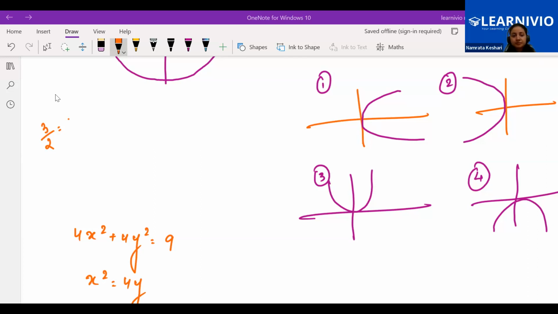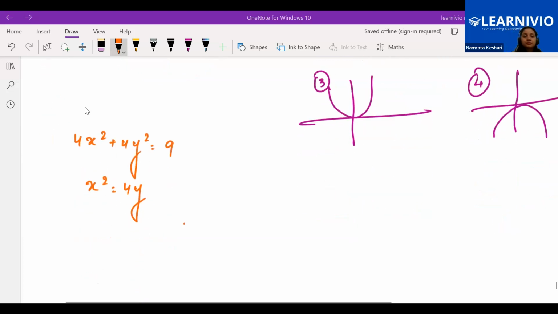Minus 9 by 2 and 1 by 2. Minus 9 by 2 and 1 by 2. These are the two different x values or y values? Y values. Okay. And what about x values?